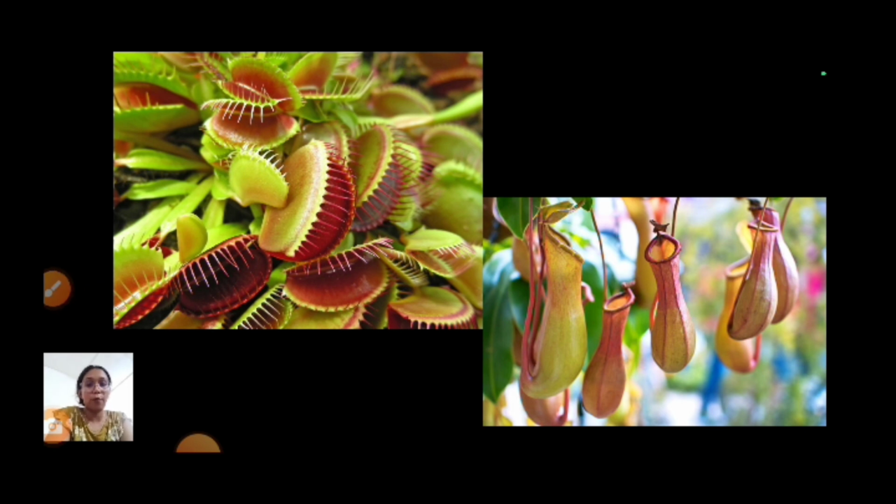So these are the leaf modifications. Are you getting? Okay, then that's all for today's class. So we have completed the leaf structure. Next we'll come up with flowers.